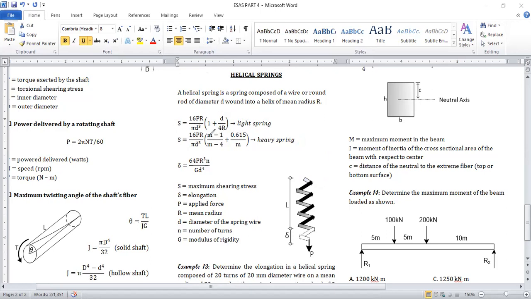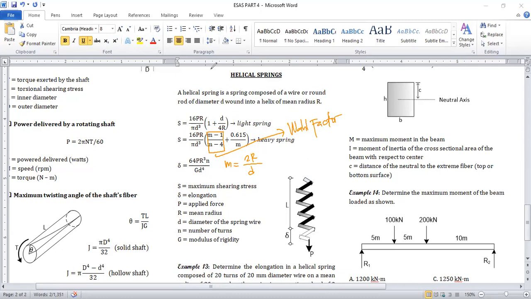As you all know, we consider what we call the spring factor M. We term M as a spring factor, so M is equal to 2R over D. And we consider the expression (m minus 1) over (m minus 4) to be what we call the Wahl factor.